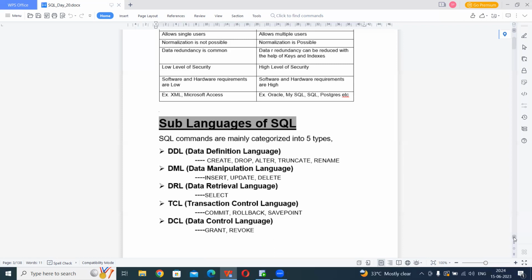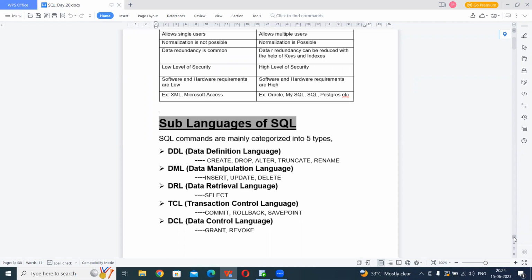The next language we have is DRL. DRL stands for Data Retrieval Language. The command that falls into the category of DRL is select. So guys, we ETL testers will be writing 99% of the queries that start with select only. Whatever query we write starting with a select keyword, we call such queries data retrieval queries.